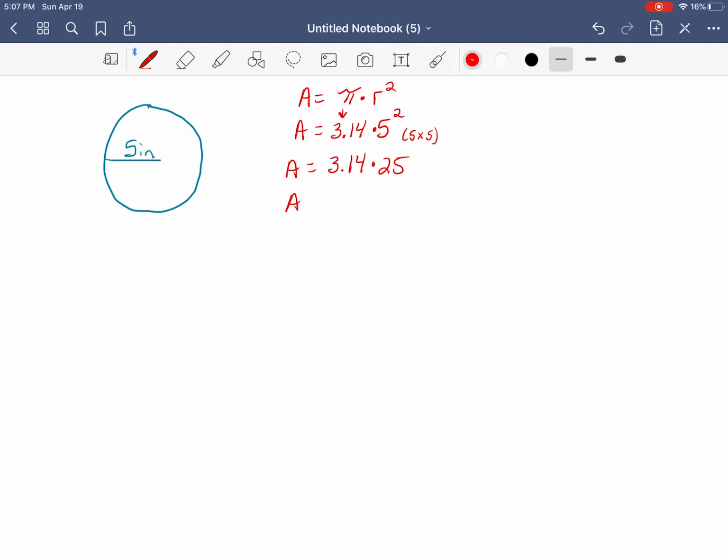Plug that into my calculator, 3.14 times 25 gives me 78.5 inches squared. Remember to put that squared in there. All right, that's important when we're calculating area. All right, let's do one more.